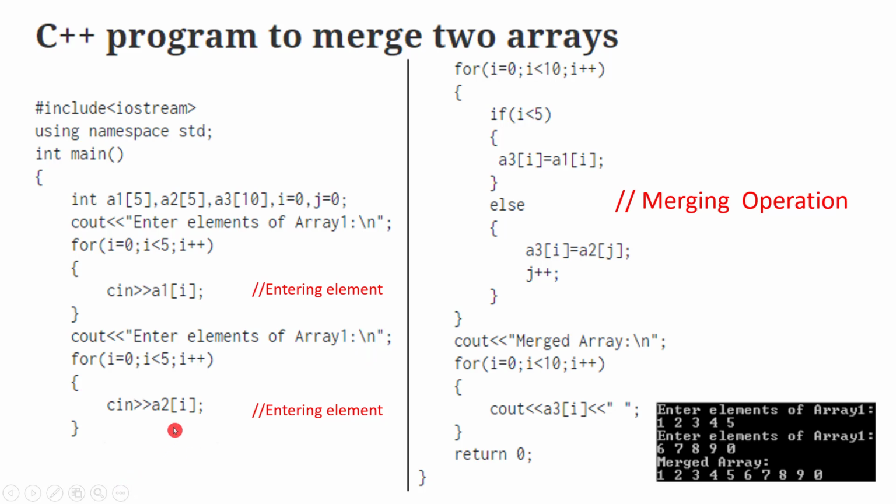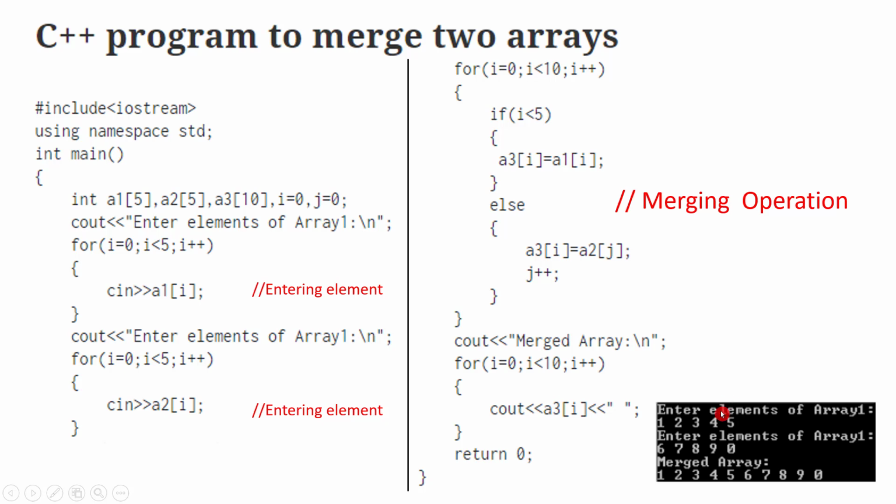Then we are performing the addition of the second matrix. I equal to 0, I less than 5, I plus plus, cin a2 I. So we entered both the arrays. Then we have the merging operation. So this is the main part of this program. For I equal to 0, I less than 10, I plus plus. If I is less than 5, a3 I is equal to a1 I.